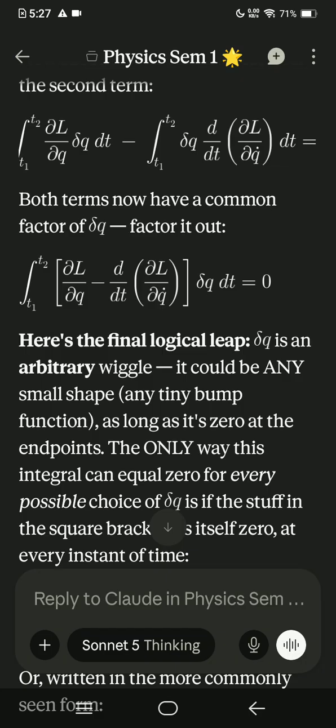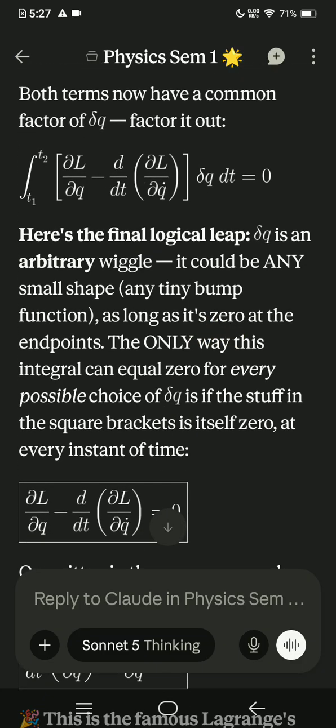Okay, so del q dt. Here's the final logical leap. Del q is an arbitrary wiggle. It could be any small shape, any tiny bump function, as long as it's zero at the endpoints. The only way this integral can equal zero for every possible choice of del q is if the stuff in the square brackets is itself zero at every instant of time.